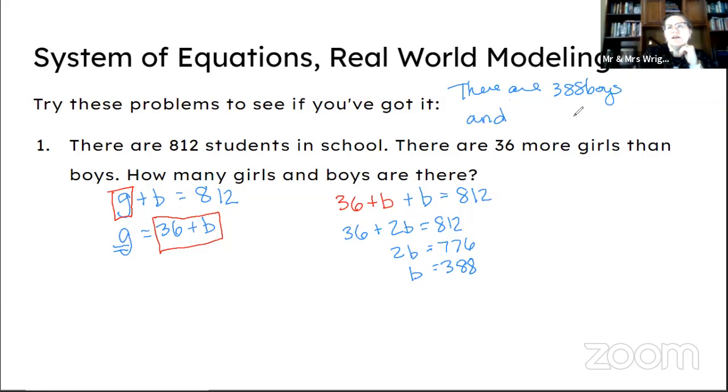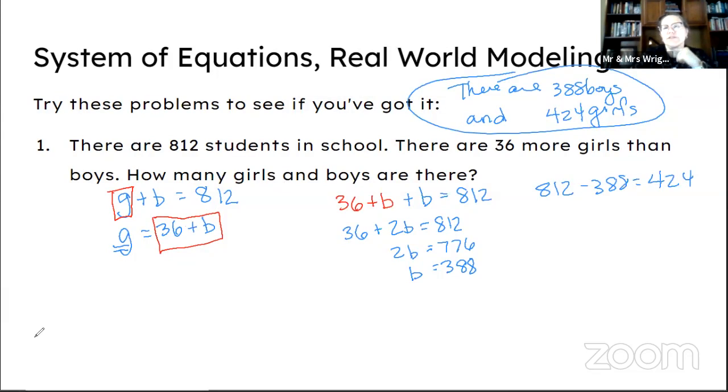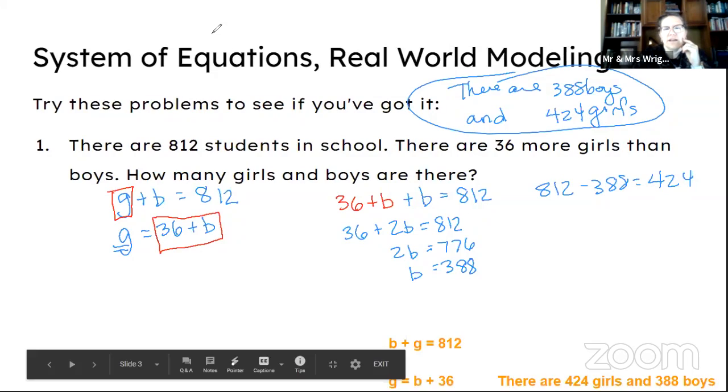And, well, how many girls are there? Well, we know that girls plus boys equals 812. So all I have to do is 812 minus the amount of boys, 388. And that's going to tell me that I have 424 girls. So my final answer, there are 388 boys and 424 girls. And I have that information right here just to verify for us.